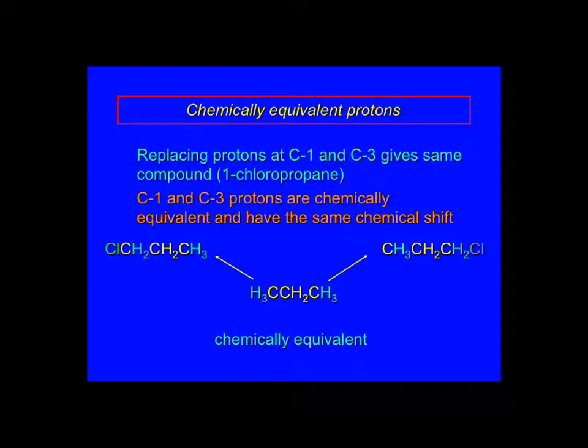Okay. So here's what it's trying to show. But once again, it's just showing that if you replace either one of the terminal hydrogens, you're going to end up with the same name. They're both going to be 1-chloropropane. So those are equivalent, whereas the middle one would become 2-chloropropane. So it's going to be a different peak.